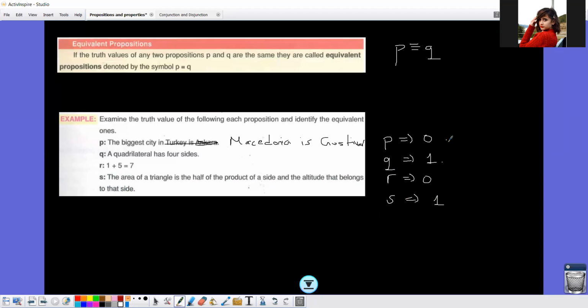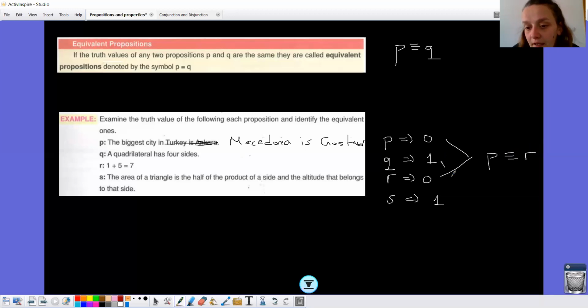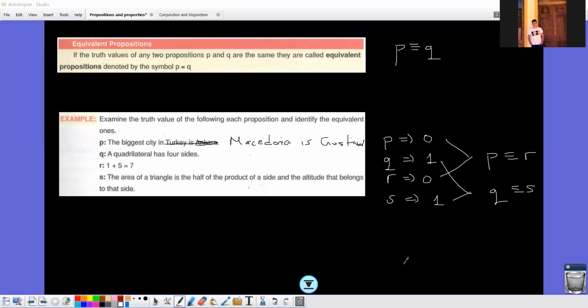P and R. P and S. Q and S are equivalent. Did we understand? Yes. If it is false, it is equivalent with the false one. If it is true, it is equivalent with the true one. So the truth values are the same. Okay.